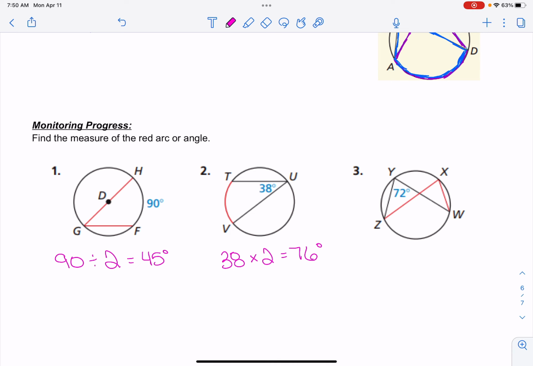And then the last one, not quite as easy. So our red angle that we are looking for goes with this arc of ZW. We'll notice that our angle Y also happens to have the same arc. So that means that angle X is 72 degrees.